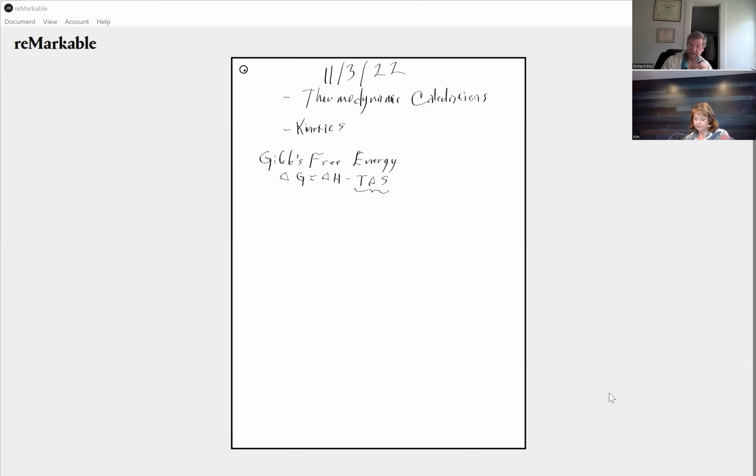So entropy is the variable here. It's the contribution of entropy that can be made higher at higher temperatures or lower at lower temperatures. The importance of entropy is very temperature dependent. So let's do a quick calculation.